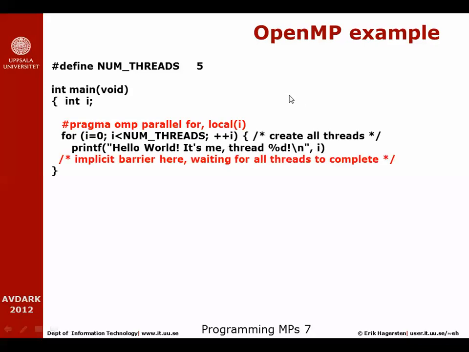Also, what we don't put in this code, but the designers of OpenMP decided, is that there should be an implicit barrier right here. So all threads should wait for each other to complete and join together without us explicitly saying so. That is implicit in this definition of how to do this OpenMP parallel for.